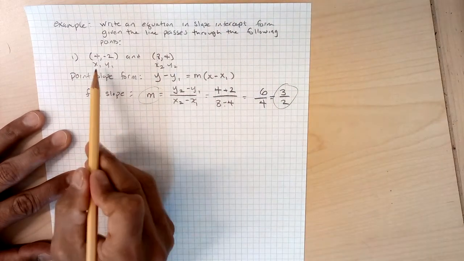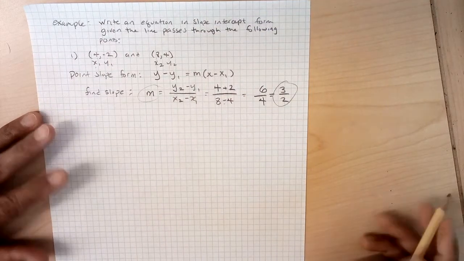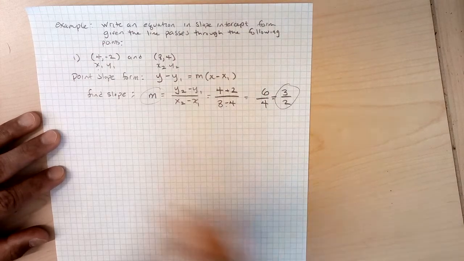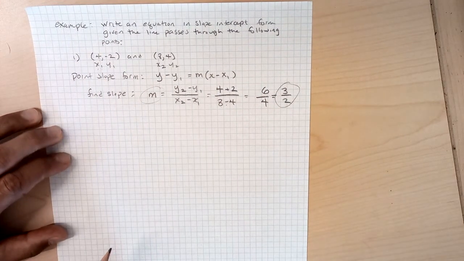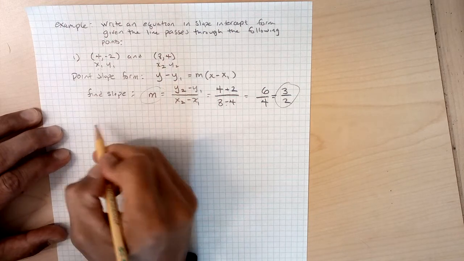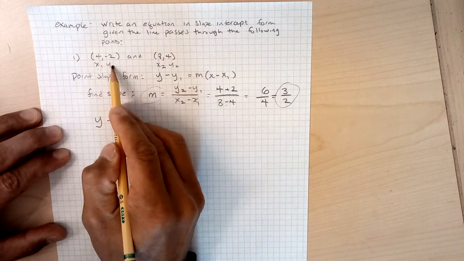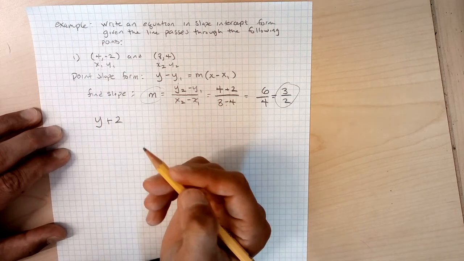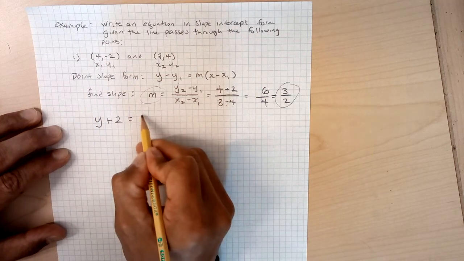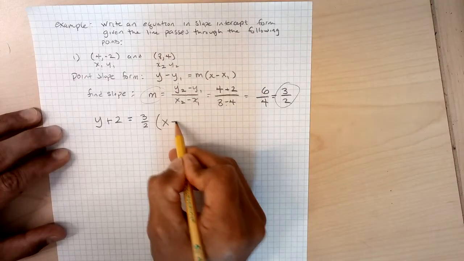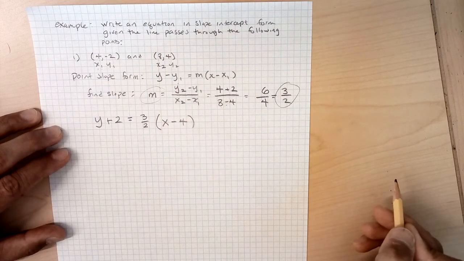And then I have a point for point-slope form. So the two things that you need for point-slope form is the point and the slope. So the point that I'm going to use is (4, -2). I already have that labeled. We just found the slope. I'm going to plug those into point-slope form. Y minus y sub 1. Y sub 1 is -2. So that becomes y plus 2. That's equal to m, 3/2, times x minus x sub 1, which is 4.